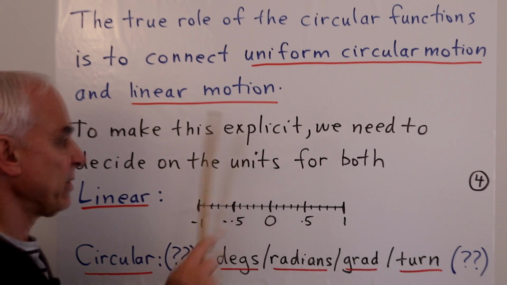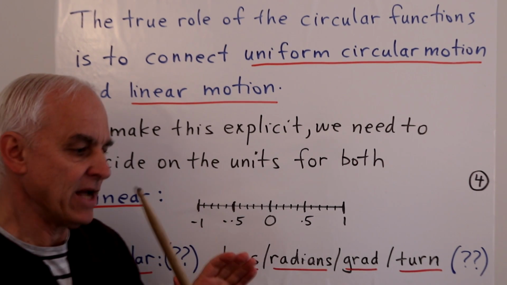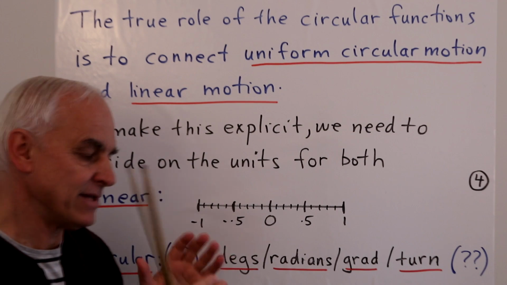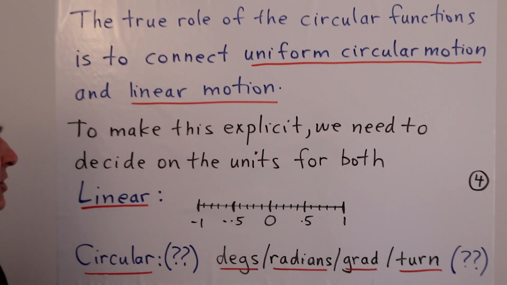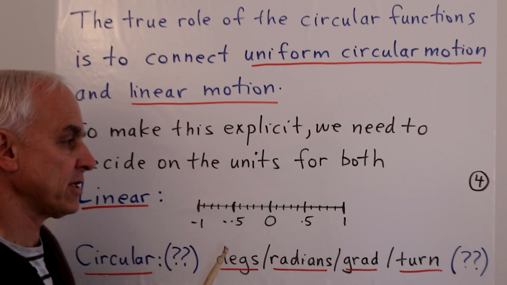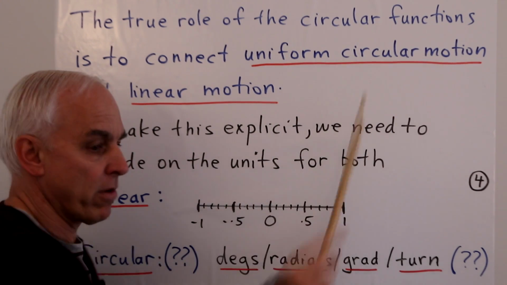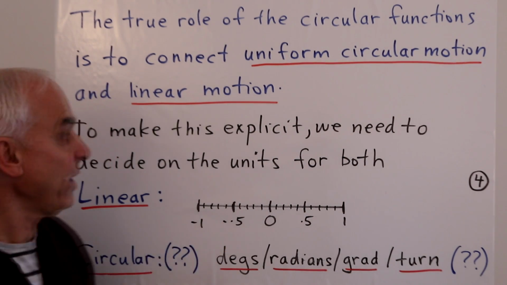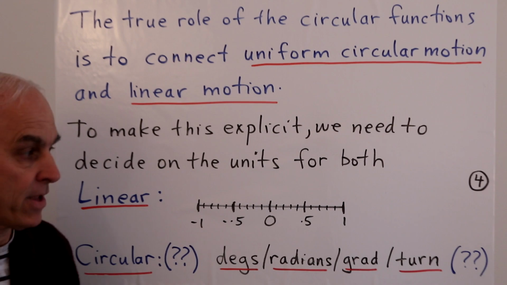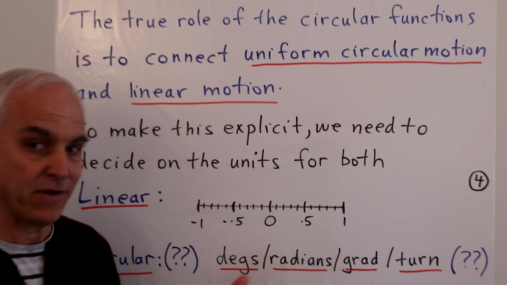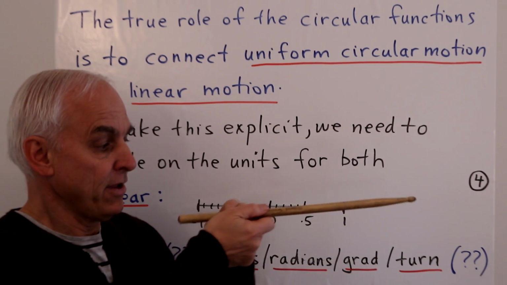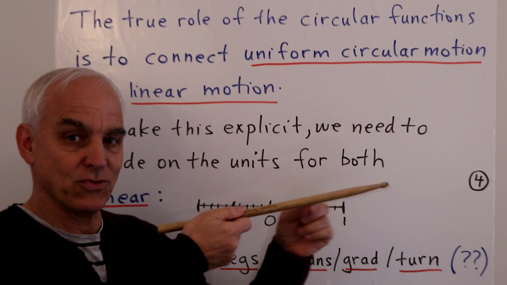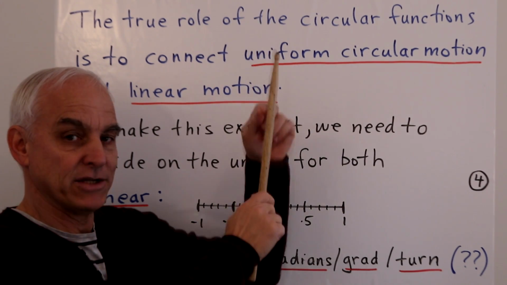But to make this explicit, in other words, to be more precise as to what these circular functions actually are and what they do, we need to decide on the units for both the uniform circular motion around the circle and the linear motion. Now for the linear motion, things are very easy because we're just talking about an x-coordinate going between -1 and 1, or a y-coordinate going from -1 to 1.